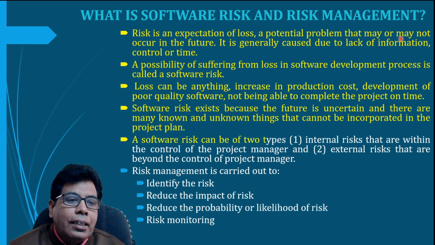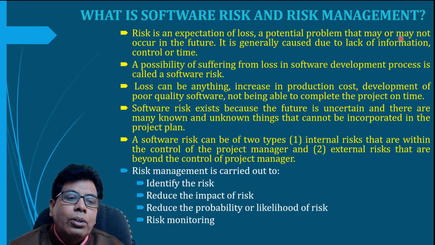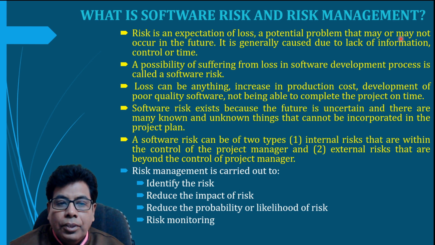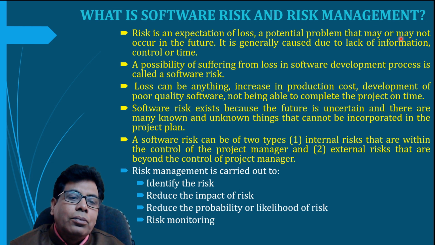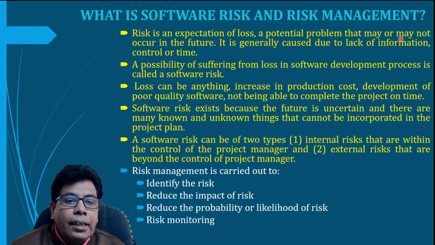Now we can divide the risk into two types. One is internal risk, that is within the control of the project manager, and external risks that are beyond the control of the project manager, because the project manager is responsible for the project. So if there are conditions of risk which are under the control of the project manager, we call them the internal risk, and beyond the control of the project manager, we call it the external.